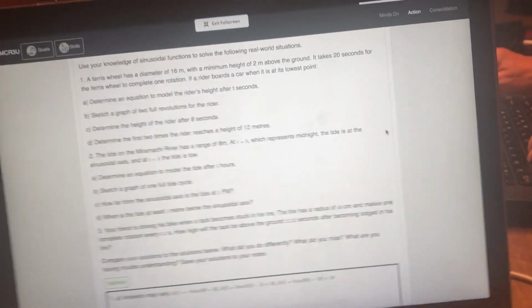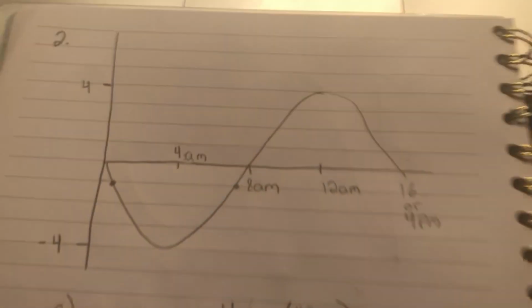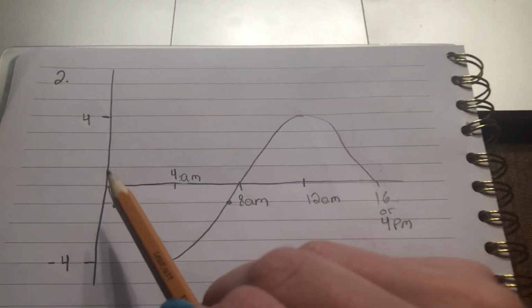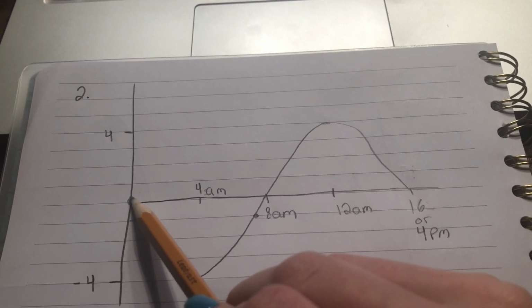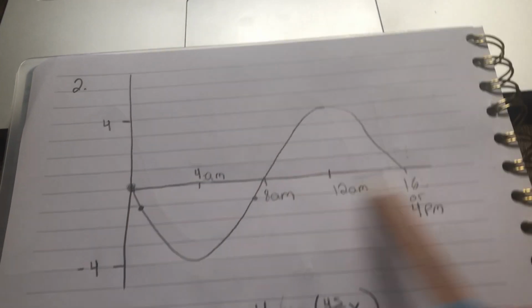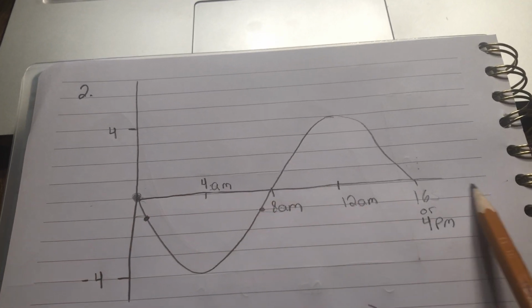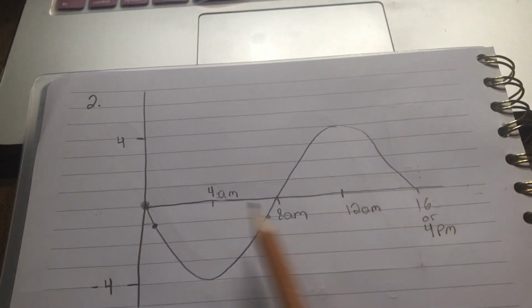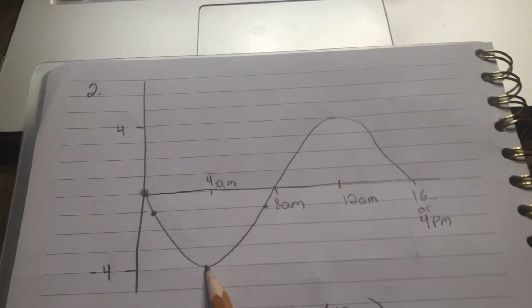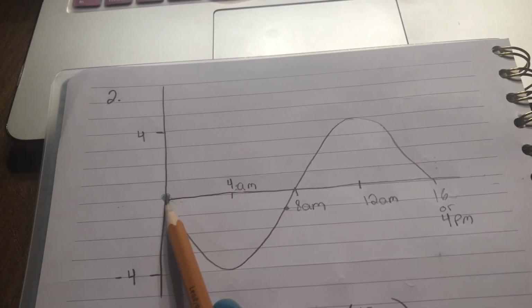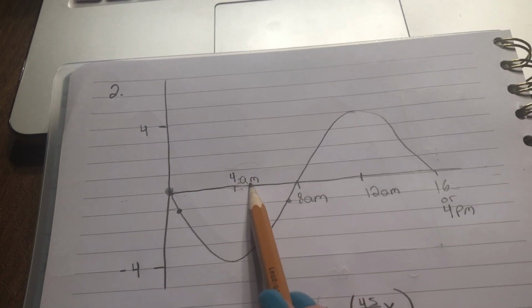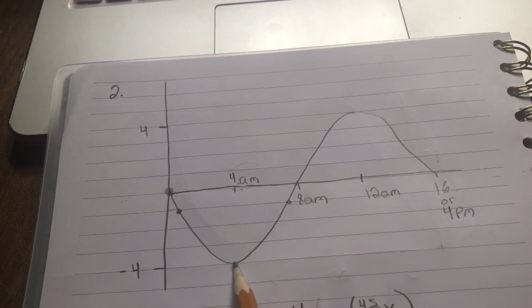So first thing I did is I sketched the graph. Okay, so this is midnight here, it's at the axis, okay? So this is like ocean level. And then the tide goes down after 4 hours. So 4 hours after 12 is 4 a.m. So that's when the tide is the lowest.